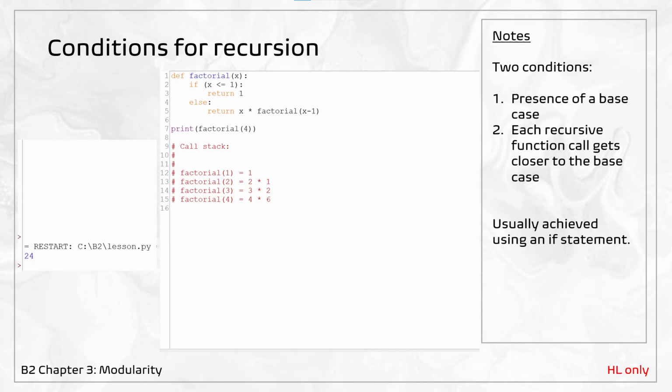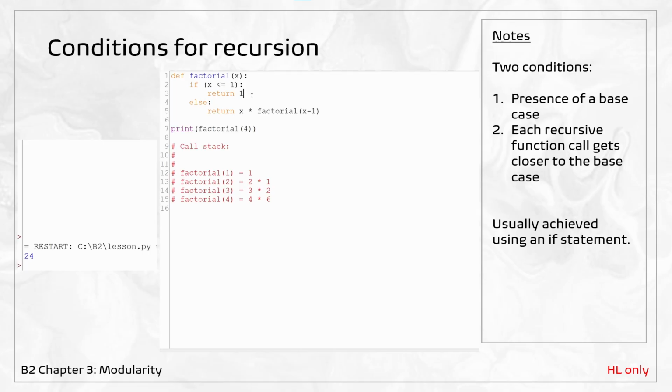For recursion to work, two things must be included in the recursive function. First is the presence of a base case. A base case is a part of the function that doesn't recursively call itself under specific conditions. In the factorial example, the base case was that if the parameter of the call is less than or equal to 1, then just return 1.